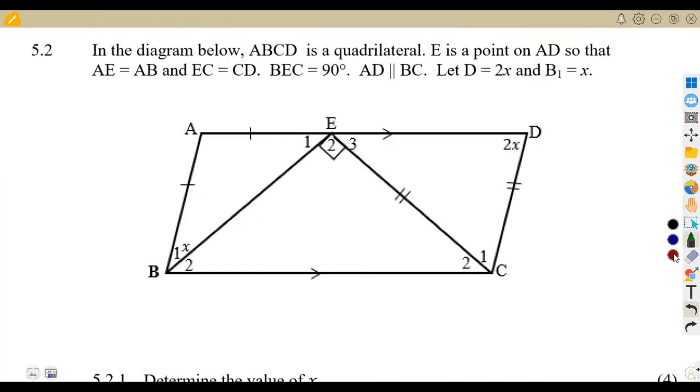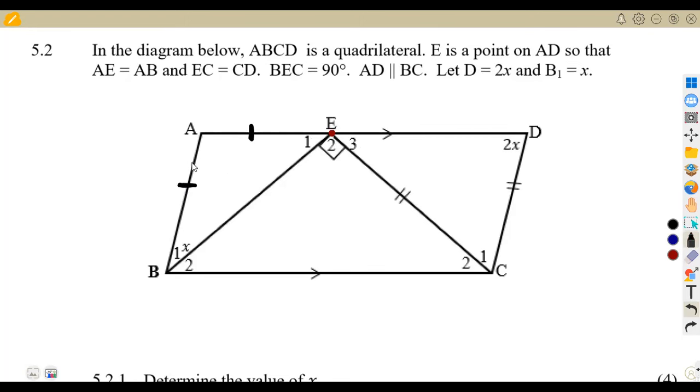5.2, in the diagram below, A, B, C, D, this whole part is a quadrilateral. So you're not told it's a parallelogram, you're just told it's a quadrilateral. All right, let's see what we have. E is a point on AD, so that AE is equal to AB. These two sides are equal, okay? You can see the indication of this shows that these two sides are equal.